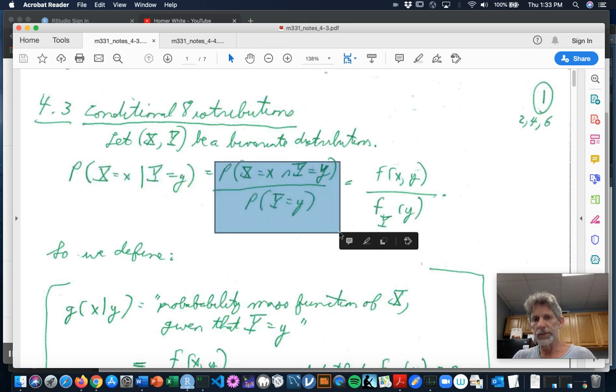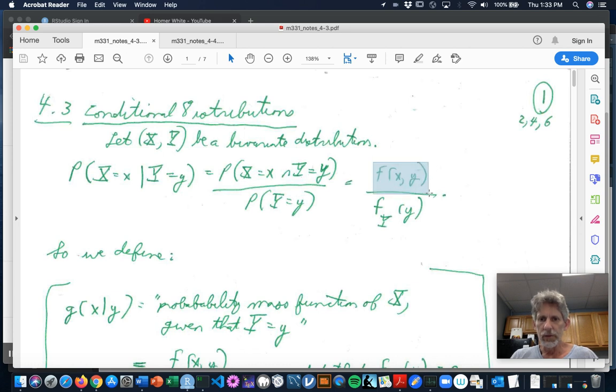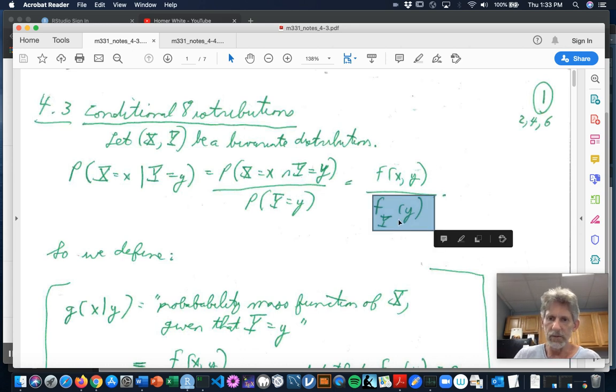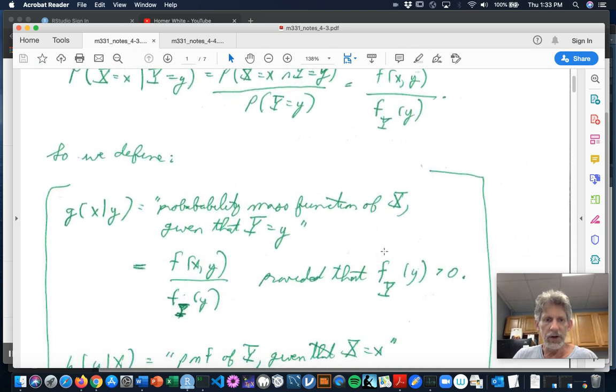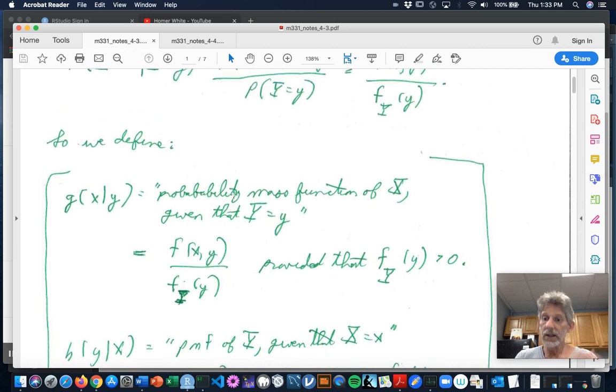Definition of conditional probability brings us right to this. Probability X is x and Y is y over probability that Y is y. And so the numerator is just the PMF, f of x, y, and the denominator is the marginal of the random variable capital Y at little y. So perfectly sensible concept. So let's go ahead and define conditional probability mass functions.